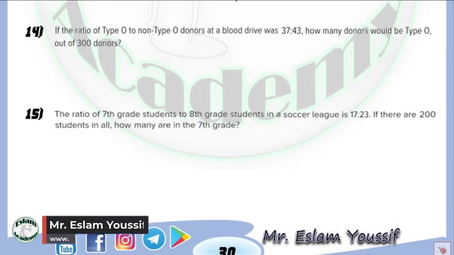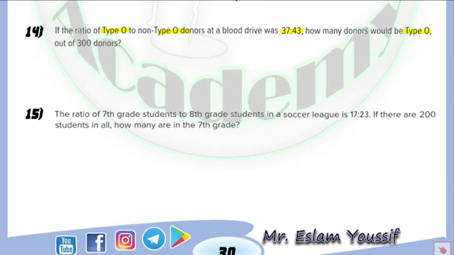In question 14, we have the ratio between type O and non-type O donors equal to 37 to 43. We need to find how many of the type O donors there are if the total number of donors is 300. If you look at the question, at the beginning we have the ratio between type O and non-type O, but at the end we have the relation between type O and the total number of donors. So number one, find the total number of donors from the ratio. The total will be 37 plus 43. By adding, you will find that the answer is 80.